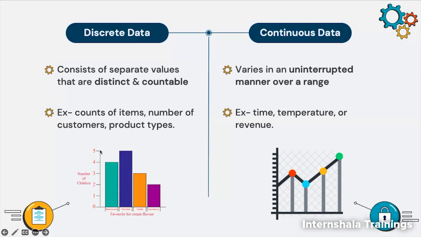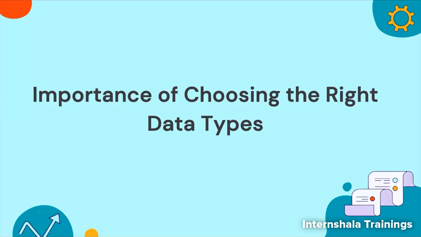So we can say that discrete data points are plotted as individual separate marks on the chart, often with gaps between them. And continuous data is connected by lines or curves on a chart, representing the smooth transition between the values. I hope it is clear. Now let us see why it is so important to choose the right data type.